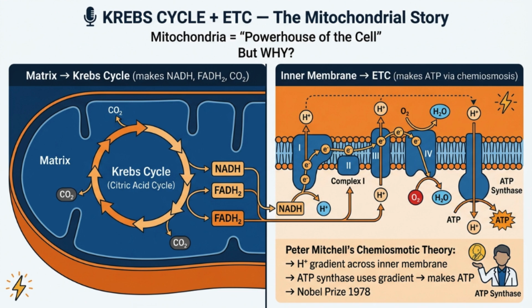This gradient is like a dam holding water. When protons rush back through ATP synthase, the molecular turbine, they drive ATP synthesis. This is Peter Mitchell's chemiosmotic theory, for which he won the Nobel Prize in 1978. This is actual science that explains why oxygen is essential. It's the final acceptor that keeps the electron flow going.